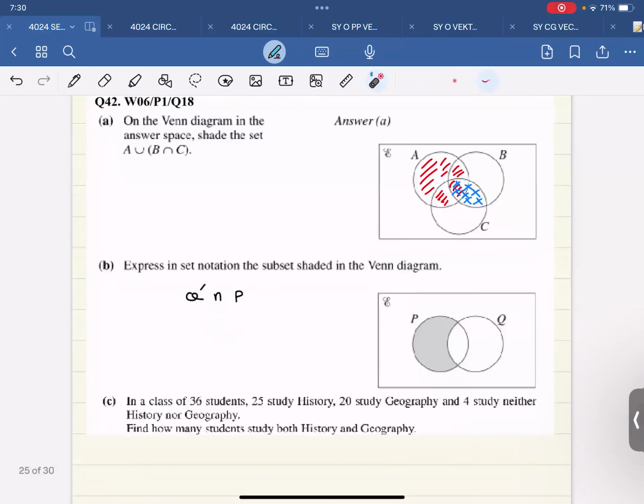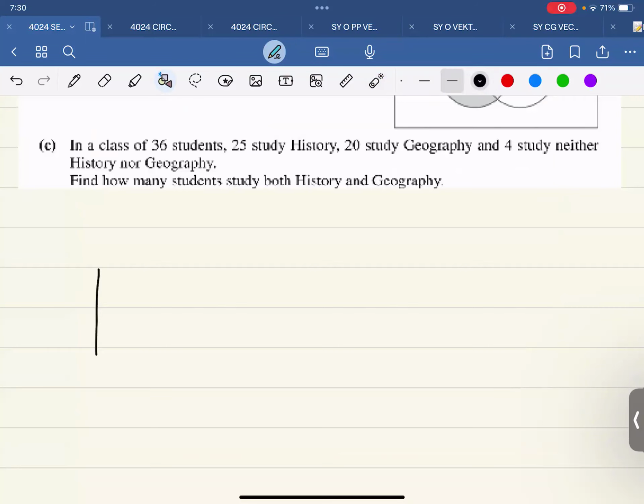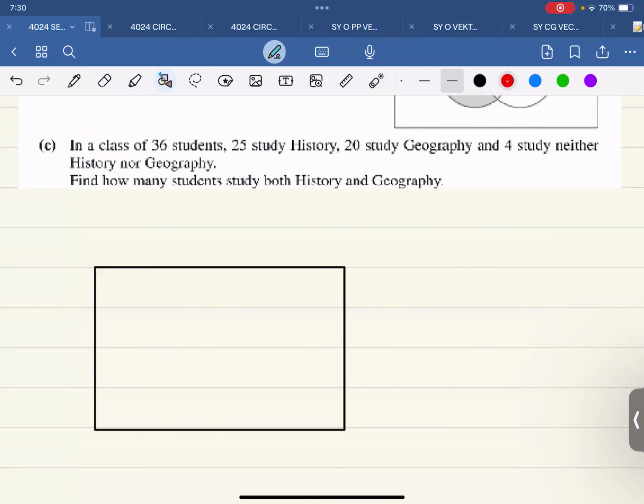Let me make a box first. And let me make two circles, a red circle. Let me copy it.